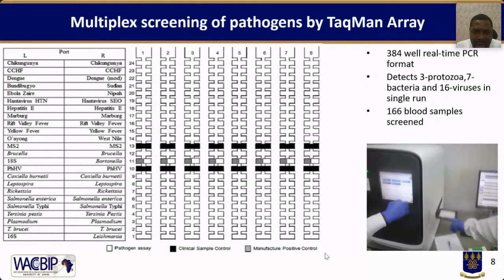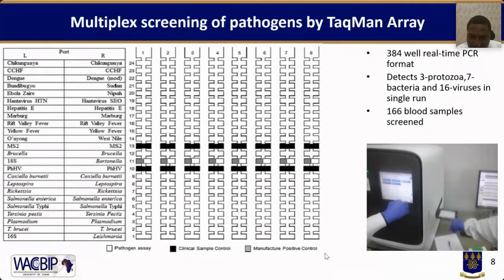This TaqMan Array is a PCR-based assay that detects individual targets: viral, bacterial, and also protozoa. It detects 3 protozoans, malaria and others. It can detect 7 bacterial agents, and also 16 viruses. And you can actually run 6 samples in a single run.